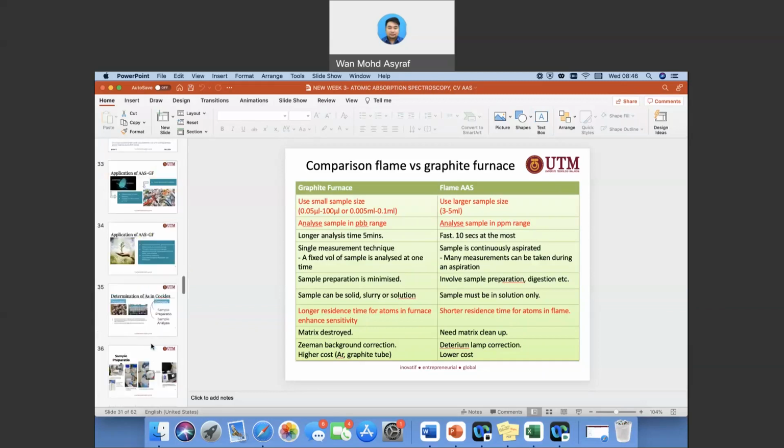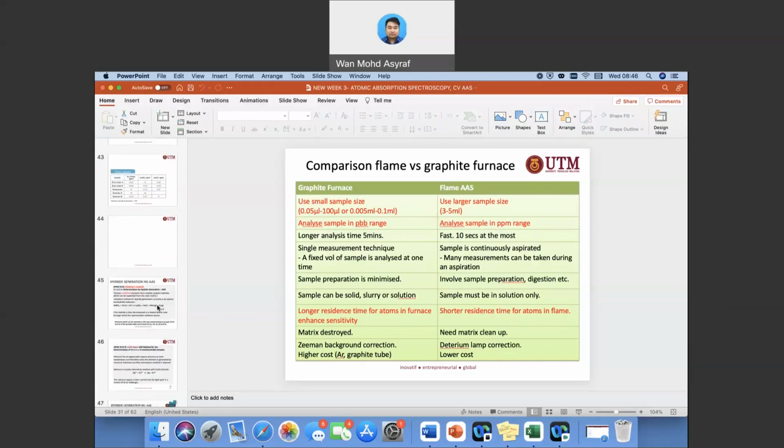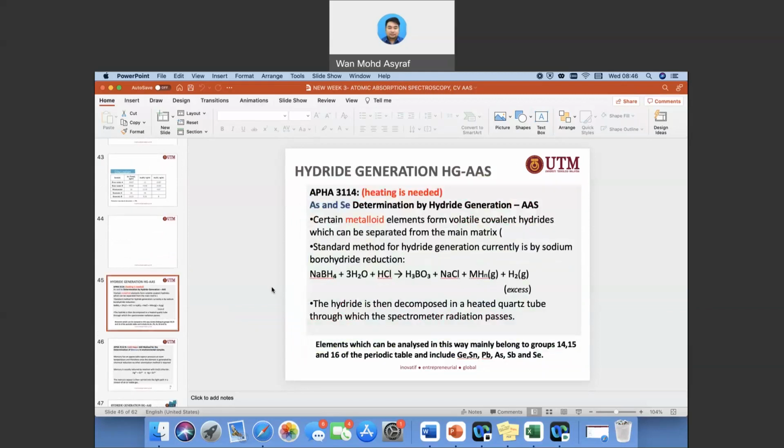So let's move on to another special, I would say very specific, AAS, which is called hydride generation atomic absorption spectroscopy. In this case, it is following APHA 3114. APHA is an organization that has standard methods.